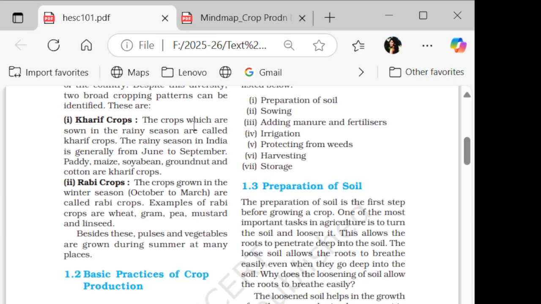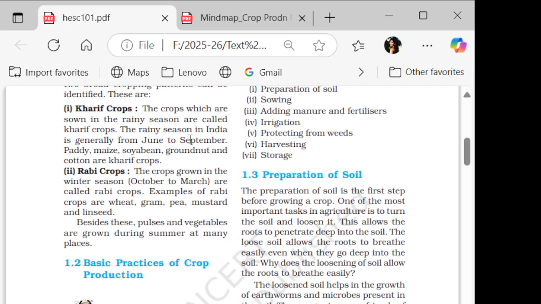Now see, what are kharif crops? Kharif season is actually the rainy season in India, which is from June to September. And what are the crops that we can grow during kharif season? That is paddy. Paddy means rice, maize, soybean, groundnut and cotton. Okay, and the months are June to September.